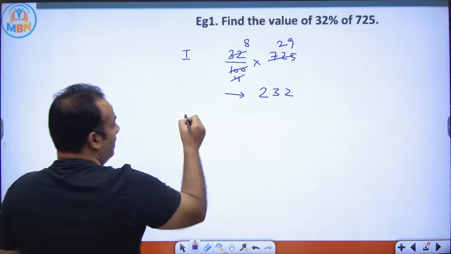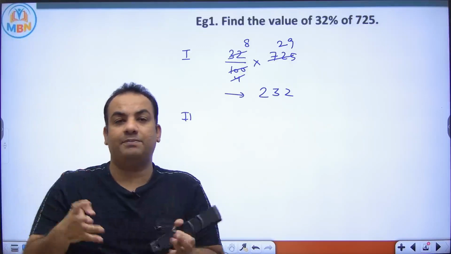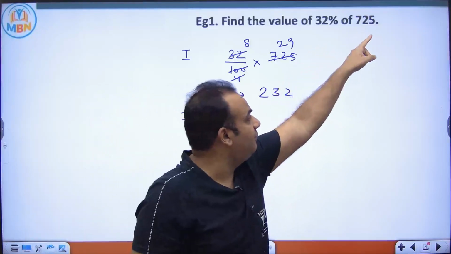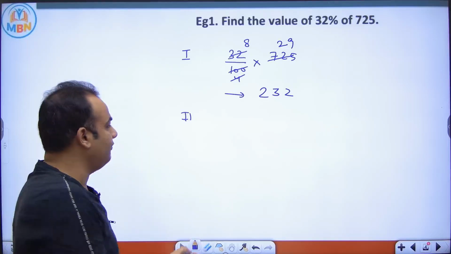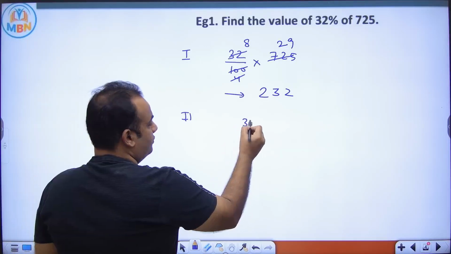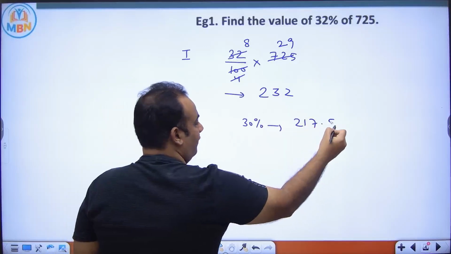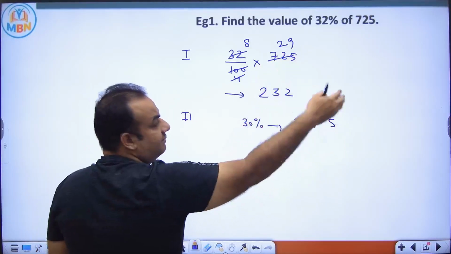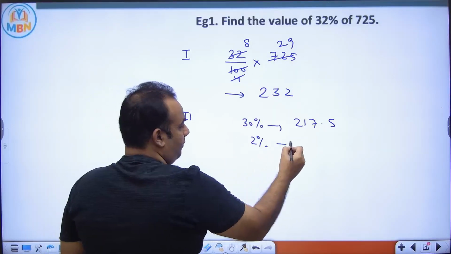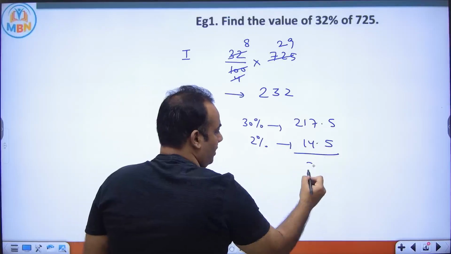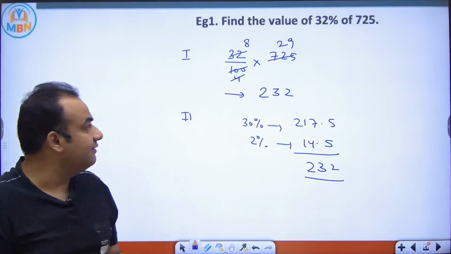This is one approach. Second approach is some students do it like this. 10% is, if you place a decimal before 5, that is 72.5. If 10% is 72.5, so 30% is triple of 72.5, which is 217.5. 1% is, if you put decimal before 2 digits, that is 7.25. So 2% is 14.5. And if you add these two values, you will get 232. So this is the value of 32% of 725.